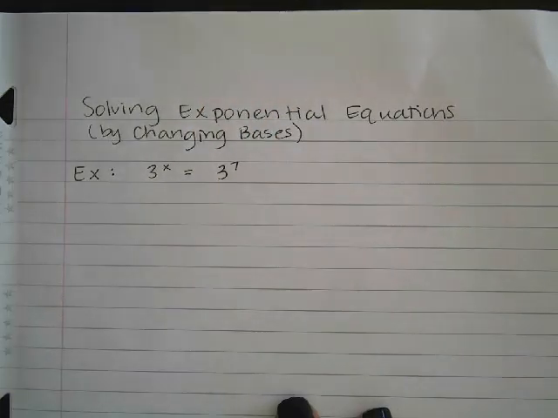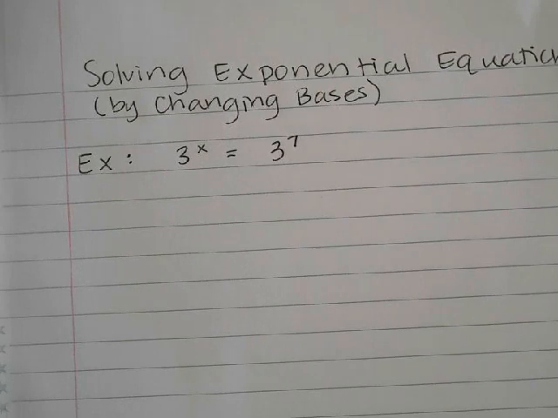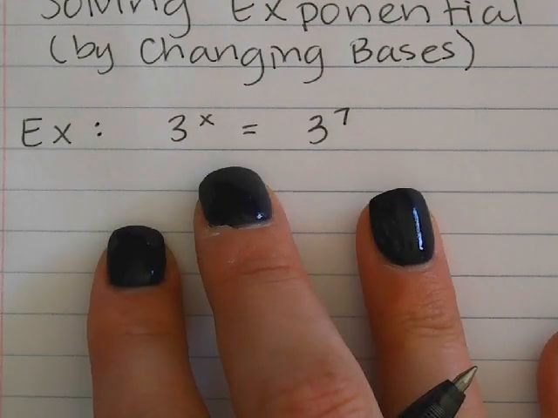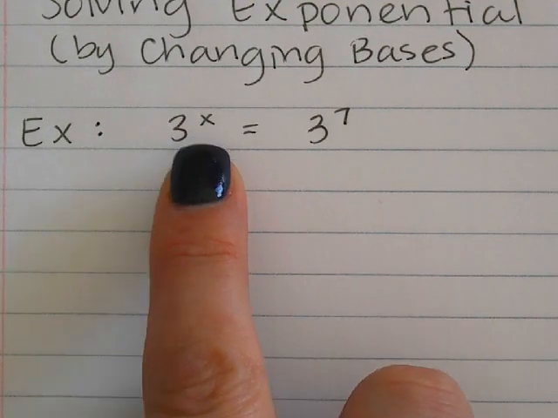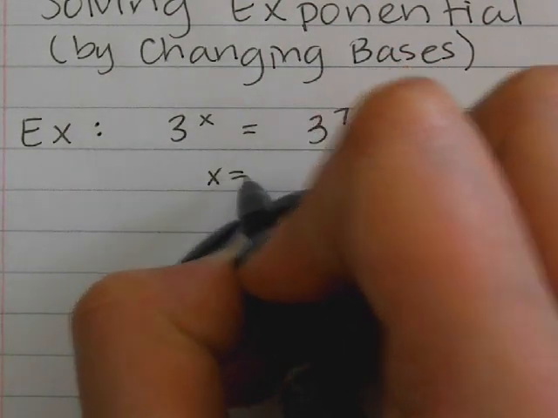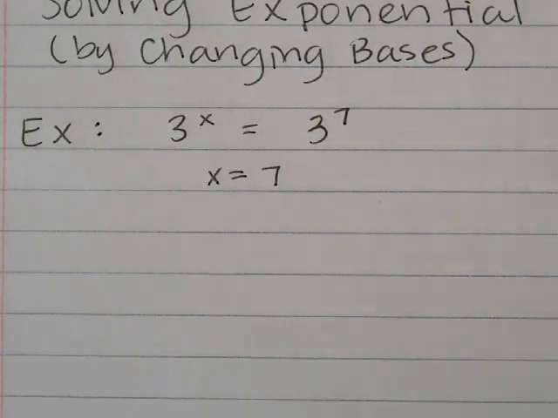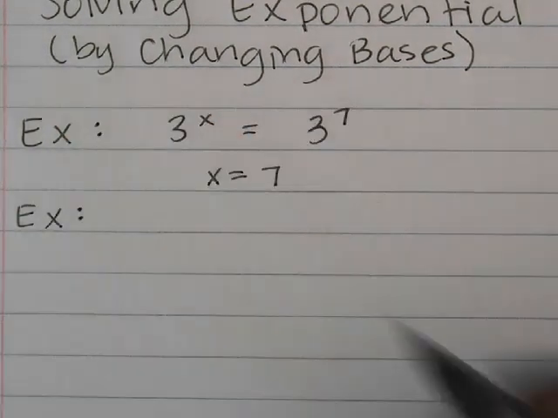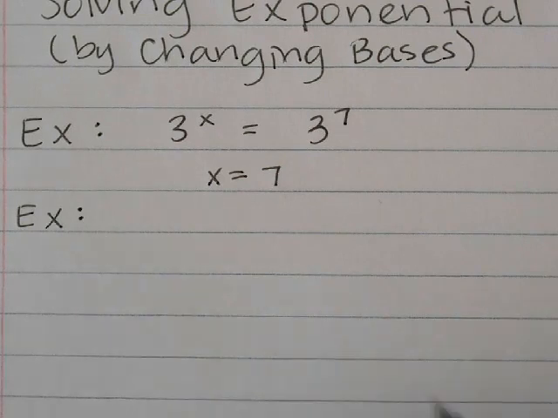So the first example is, let's say we have the exponential equation 3 to the x equals 3 to the 7. When you look at a problem like this, it's very clear that x should be 7, because then you have 3 to the 7 equals 3 to the 7. And so you'd say, okay, x equals 7. But we're not going to look at equations that are quite that simple. So we're going to look at one now that's a little bit more difficult.